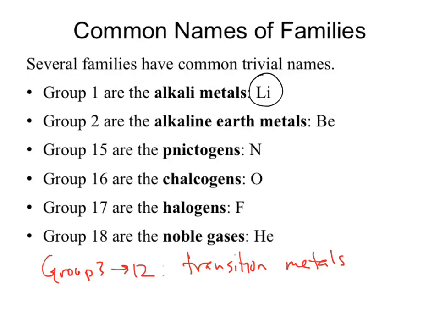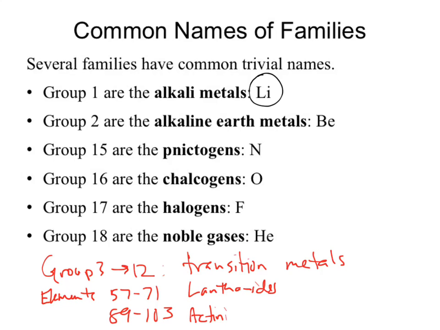Okay? In the now exterior section of it, I'm not even quite sure how to number those. Let's say elements we got 57 to 71 and 89 to 103. 57 to 71 are typically referred to as the lanthanides, which I'm probably butchering the spelling on. The 89 to 103 are referred to as the actinides.